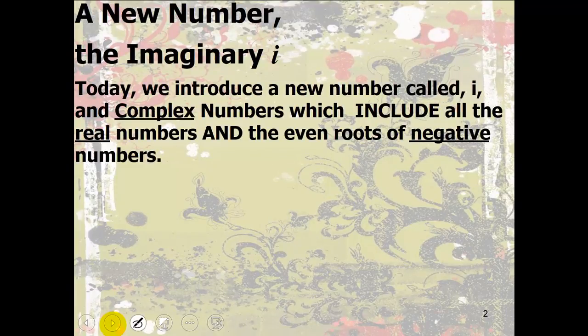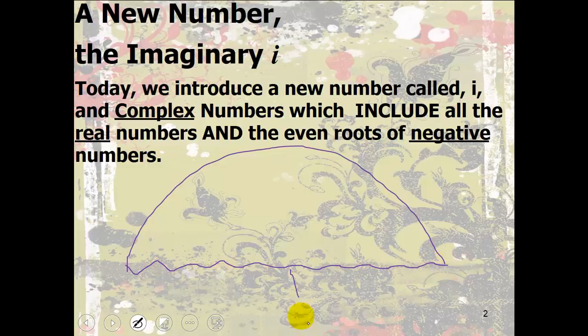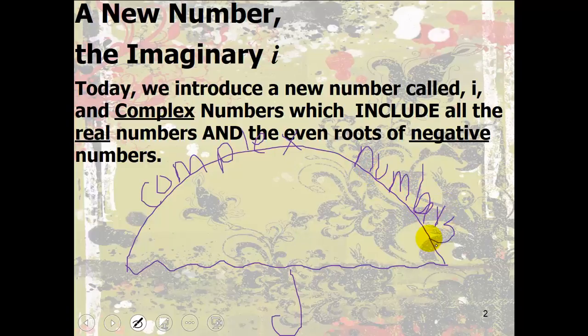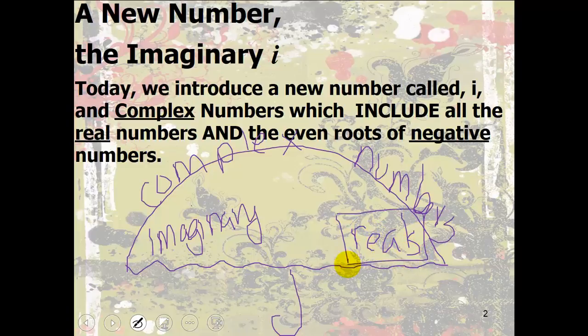Let's talk about the new number, imaginary i. It is part of the complex numbers. The complex numbers include all of the reals and the imaginaries. So if you think of it as an umbrella, complex is the outer, and it has imaginary numbers, and it has real numbers. The reals we've already talked about. Now we're going to talk about the imaginaries.